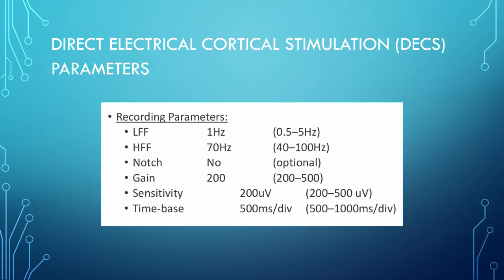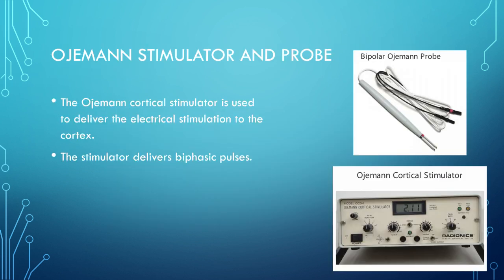Direct electrical cortical stimulation parameters are important for helping the ECoG be as clear and helpful as possible. The Ojemann cortical stimulator is used to deliver electrical stimulation to the cortex, the response of which is recorded by ECoG. The stimulator delivers biphasic pulses, positive and negative phases, to reduce the risk of tissue damage. Surgeons typically apply brief pulses, such as 50 Hz for 2 to 5 seconds, while asking the patient to perform tasks like speaking, counting, or moving. If the stimulation temporarily disrupts the patient's ability to perform the task, that area is marked as functionally important.